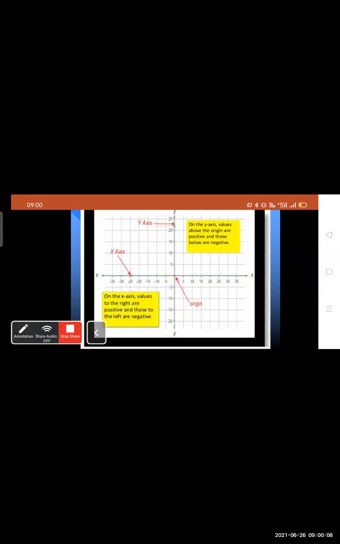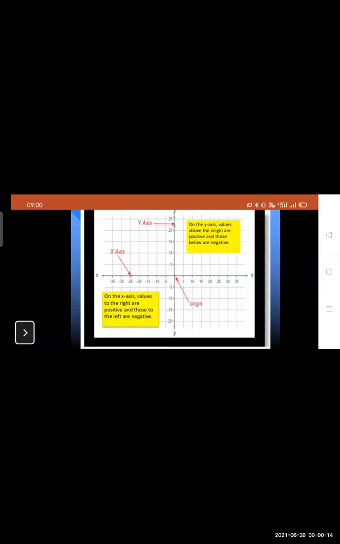So when we move right of the origin, those points are positive. And when we move left of the origin on the x-axis, those points are always negative. Remember this, I explain again. When we move towards the right side of the x-axis, all points are positive and left side points are negative. And on the y-axis, the values above the origin are positive, and those below are negative. Okay, so in this way we see which points are positive and which are negative.